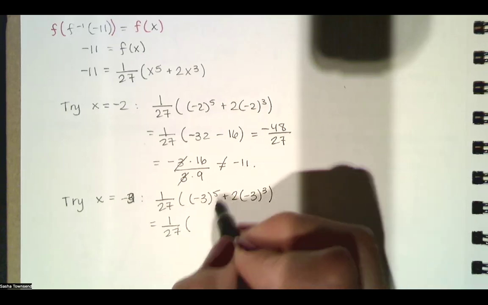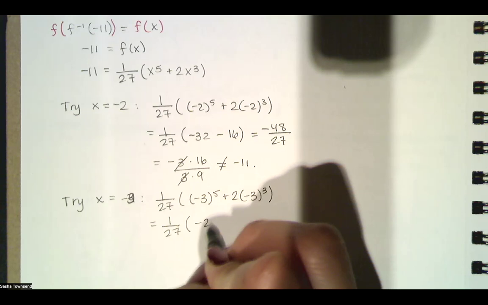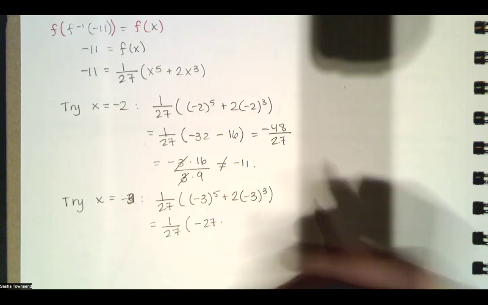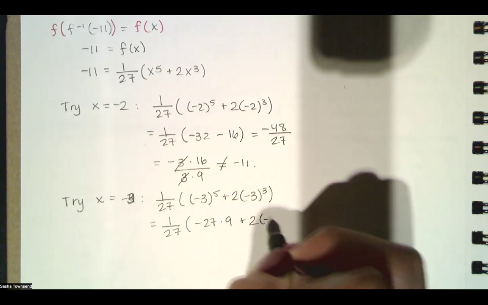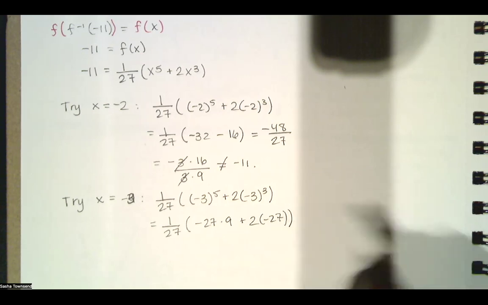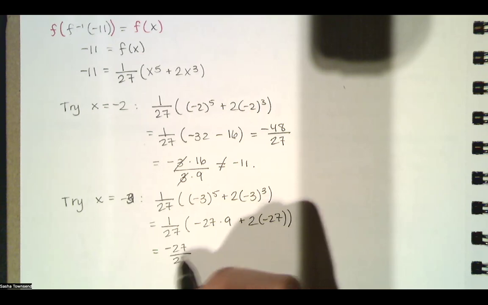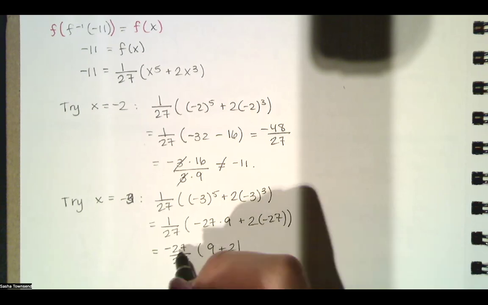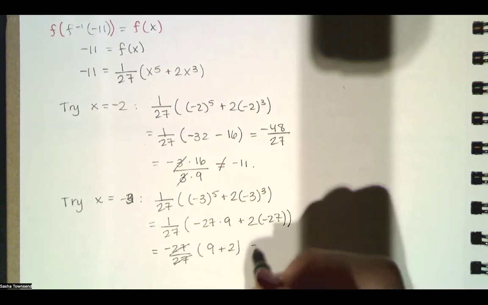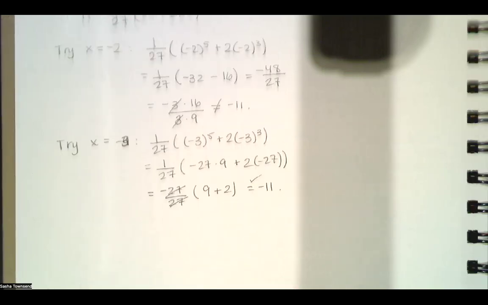This is going to give me, well, I know -3 to the 3rd is -27. And then I'm going to multiply by -3 times -3, which is 9. And this is plus 2 times -27. And if I factor out that -27, we've got -27 divided by 27 times 9 plus 2. I think that gives us what we want, right? The 27's reduce and we get -11. So that checks out. So x equals -3 does give us a y value of -11 on the original function.